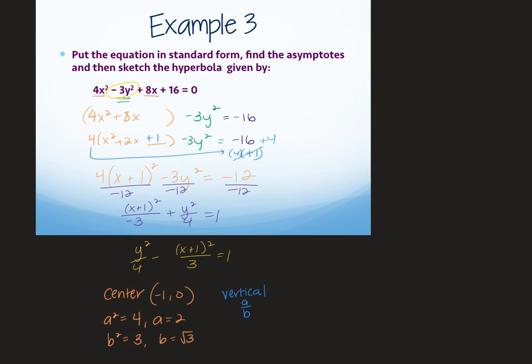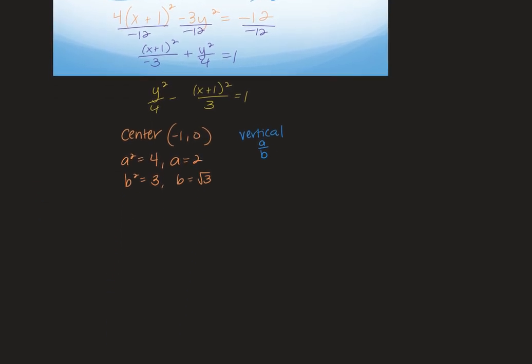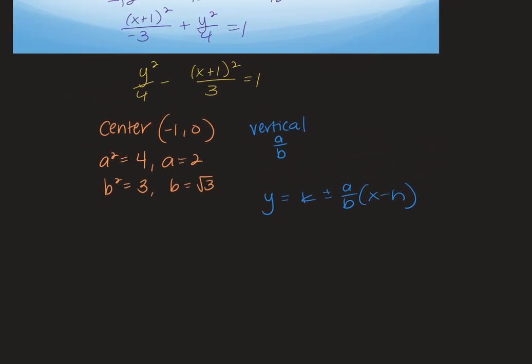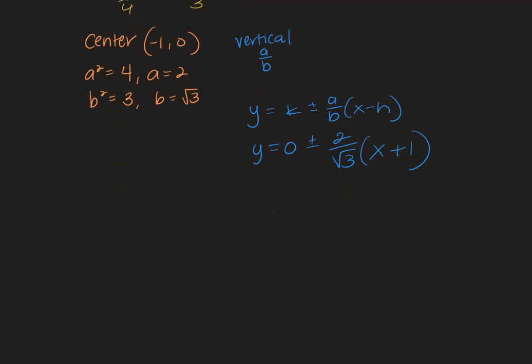So we're going to keep going, but it says find the asymptotes. So my asymptotes by equation form would be y equals k plus and minus a over b times (x minus h). My k is 0. My a is 2. My b is square root 3. X minus the h is a -1, so that becomes +1. And then I have to simplify it. So I'm going to lose the 0, and I'm going to rationalize. So I get y equals plus and minus 2 root 3 over 3 times (x plus 1). And I definitely would not want to use that to graph it. I would try to approximate it and use the box.